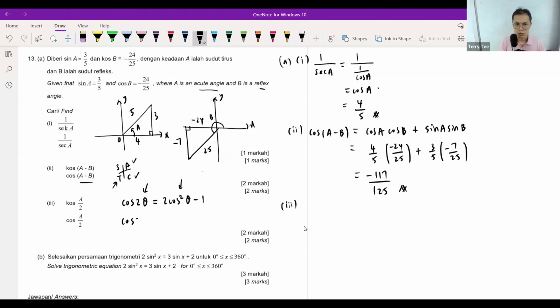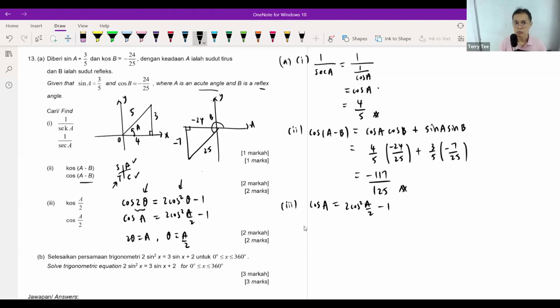And you can also use cos 2 theta equals 1 minus 2 sine square theta. Which one do you use? In the event that you're finding cos A over 2, we use the first one. So we let my 2 theta become A, then my theta becomes A over 2. If your 2 theta is A, when you divide by 2, theta is A over 2. So I'm going to write here cos A equals 2 cos square A over 2 minus 1.